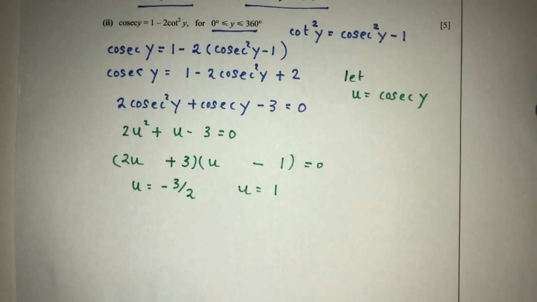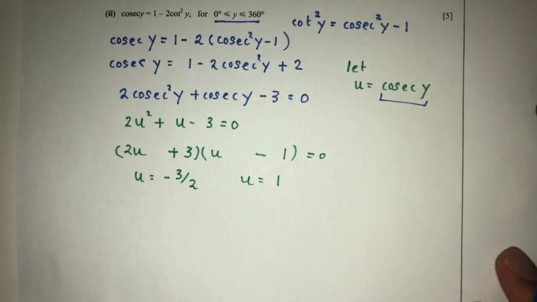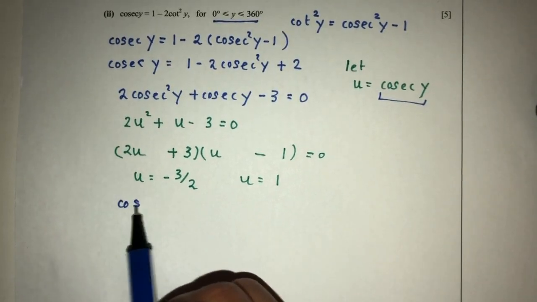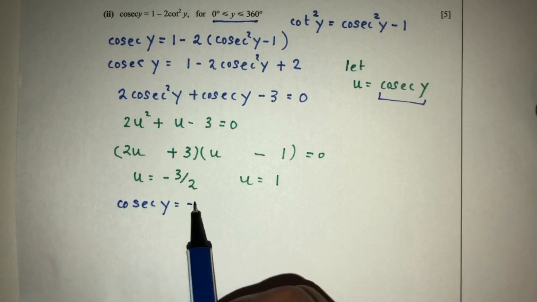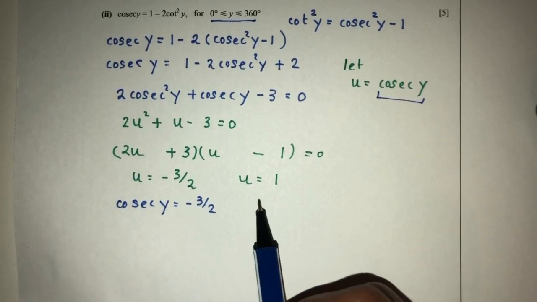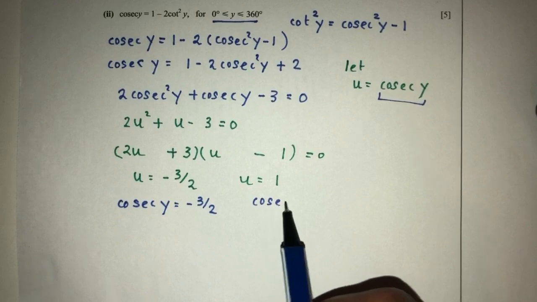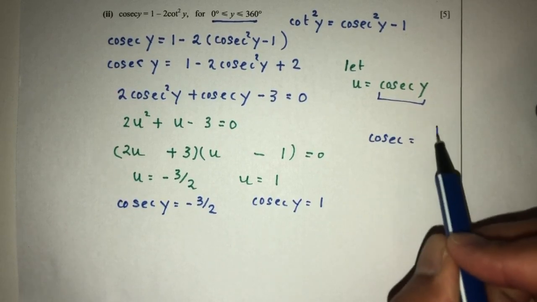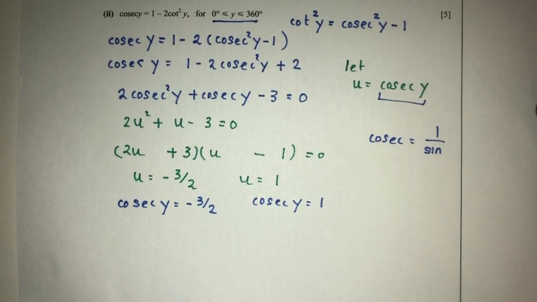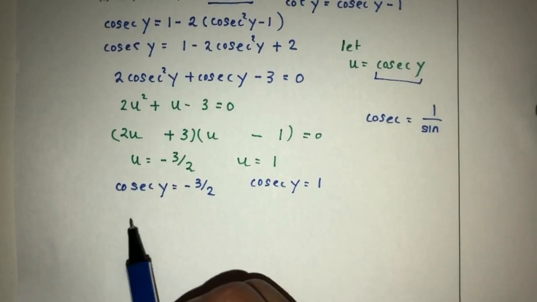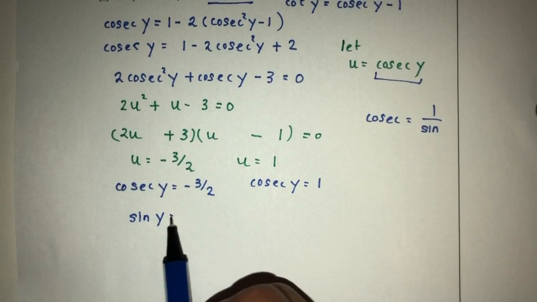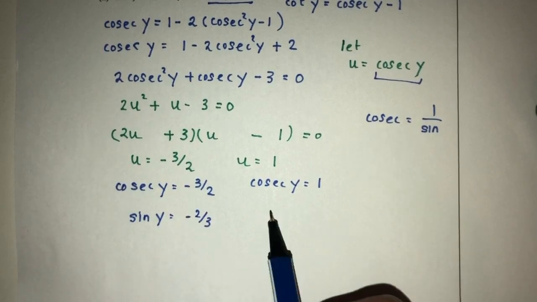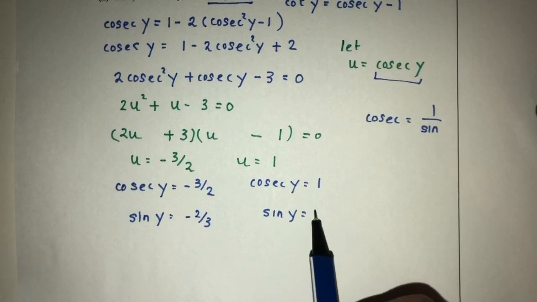Now again, we're not trying to find the value of u, we're trying to find the value of y. So bring this back to the main equation. You will have cosec y is minus 3 over 2, and here we have cosec y is 1. Now what is cosec? Cosec is 1 over sine, right? So replace: sin y is minus 2 over 3, and sin y is simply 1.